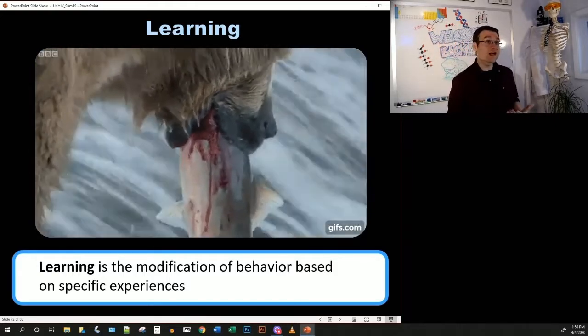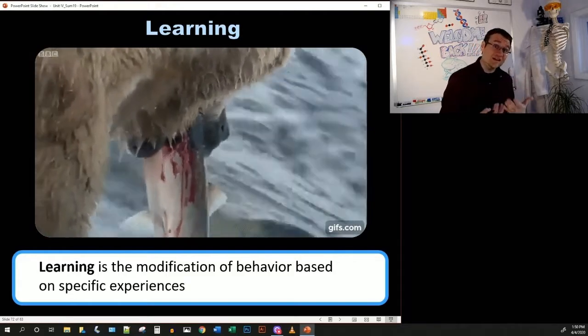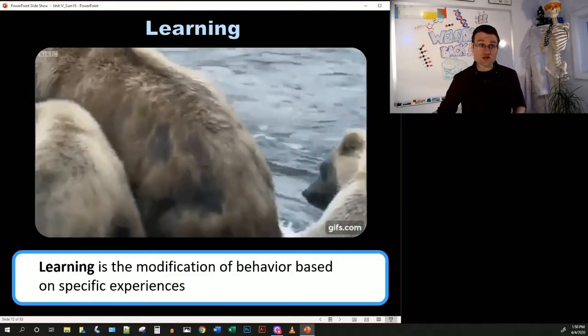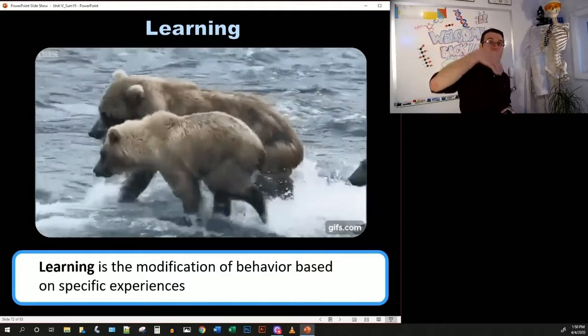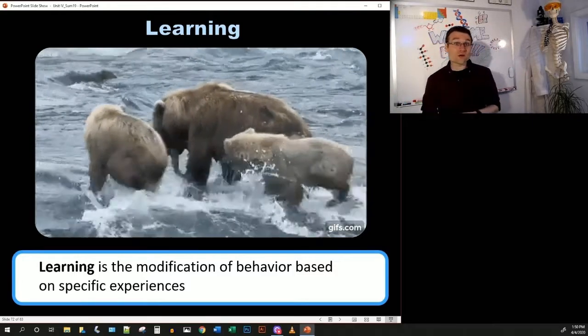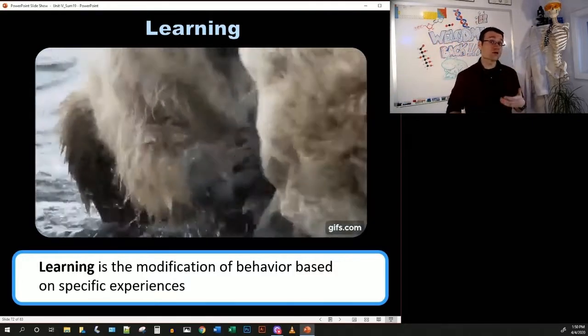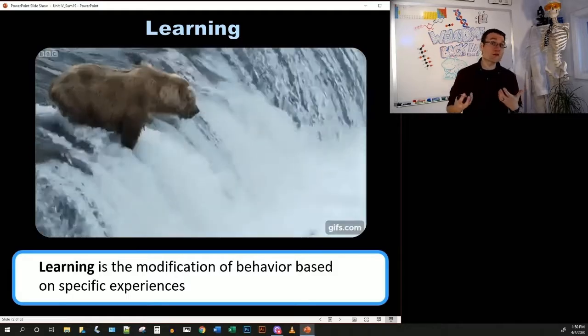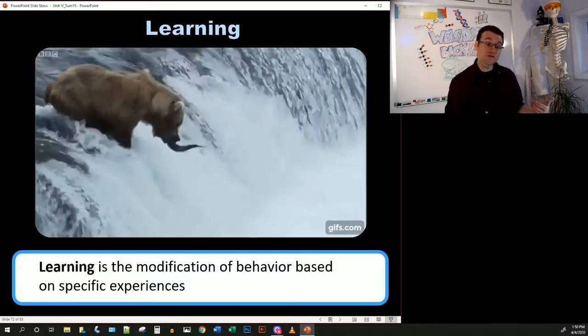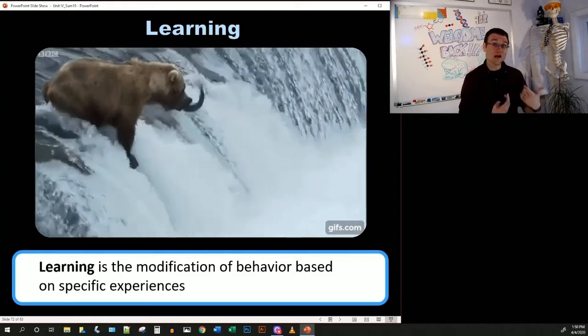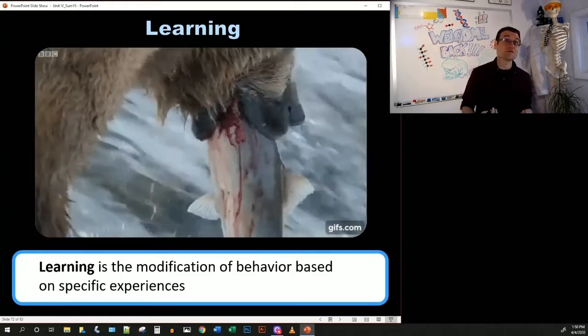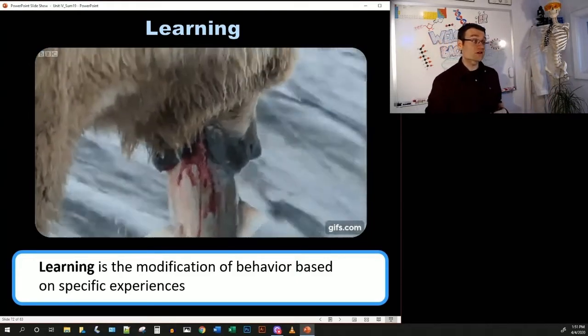This hunting behavior, knowing where to stand in a stream and when to show up at that stream so that the salmon are trying to get upstream and you can just catch them right away, that is a learned behavior for bears. And mammals, we are very good. We take care of our offspring for a very long period of time. So we rely on these kind of learned behaviors in order to guide us along the way.